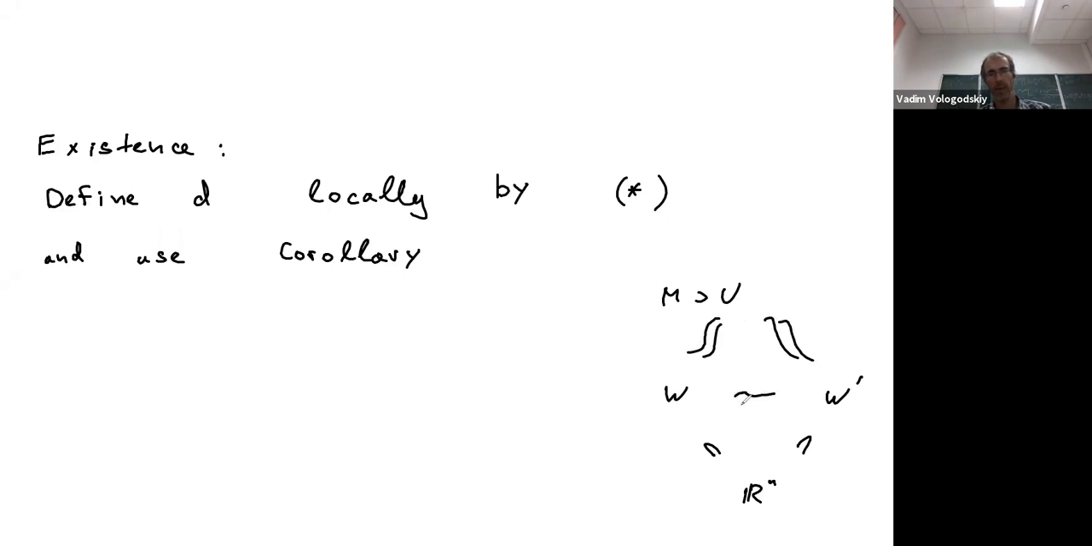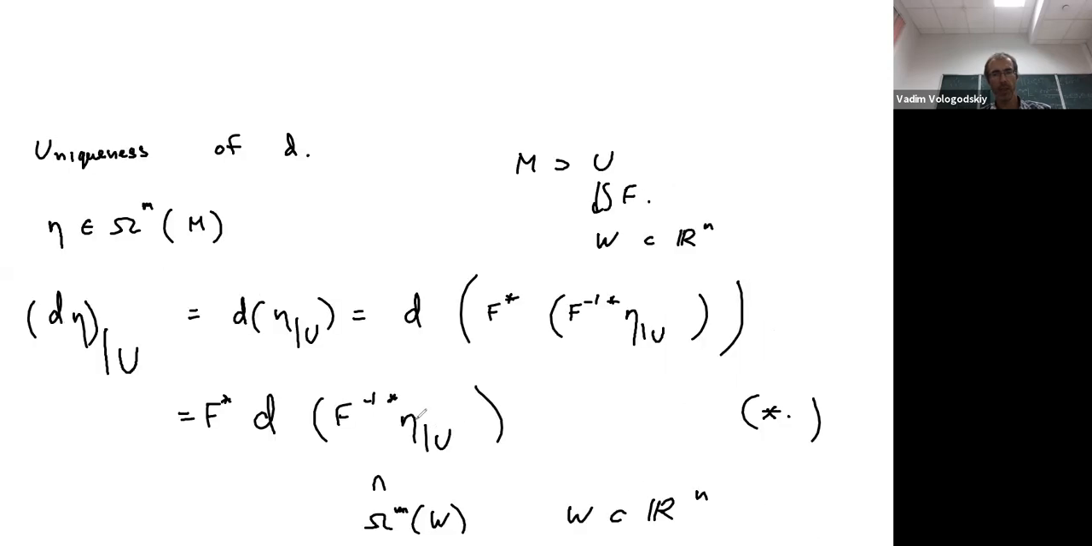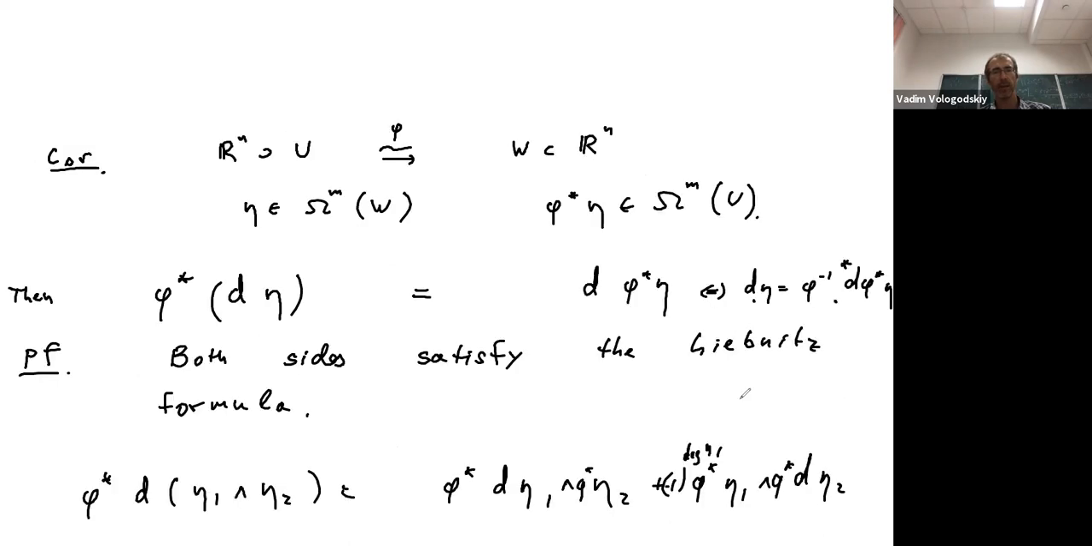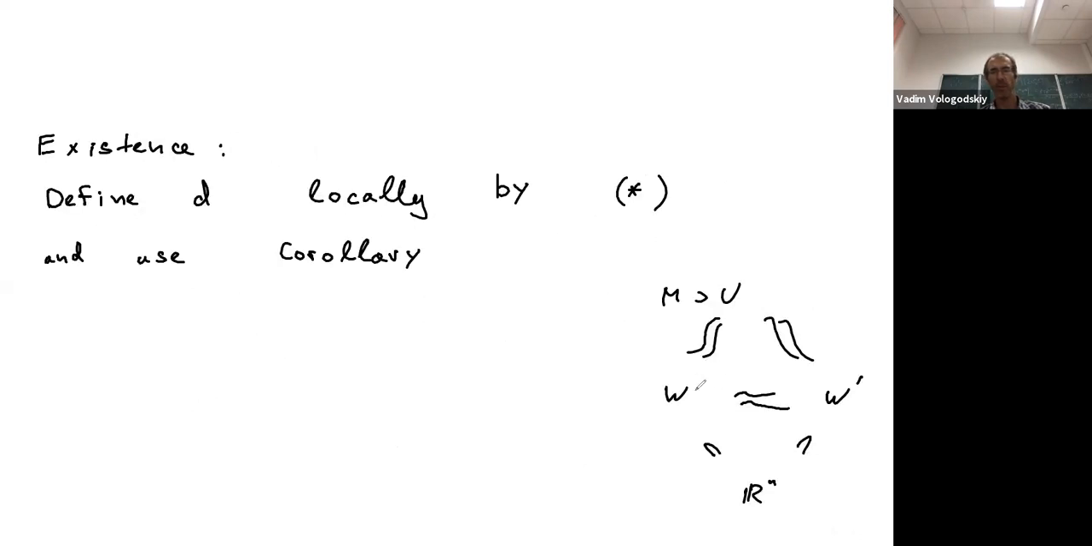But then you have this diffeomorphism, and the fact that the two forms agree, so that this expression does not depend on the choice of diffeomorphism between U and W, is equivalent to this formula, applied to the diffeomorphism between W and W prime, which is the composition of this one and the inverse of this one. Okay? So very good.